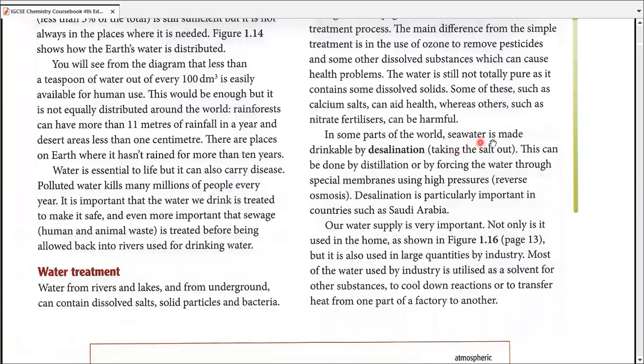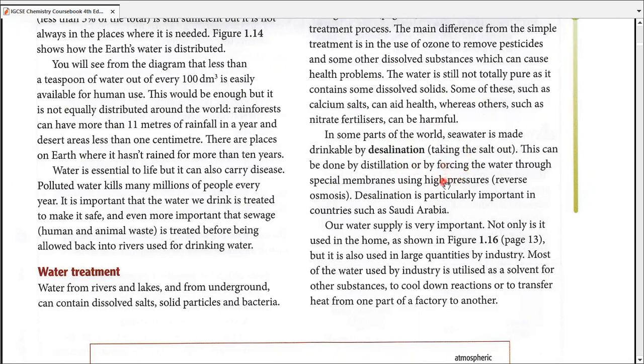In some parts of the world, seawater is made drinkable by desalination. Desalination means to take the salt out. This can be done by distillation or by forcing the water through special membranes using high pressure. The process is known as reverse osmosis. Desalination is very important for countries like Saudi Arabia, which uses ocean water and removes the salt out of it to make the water drinkable.